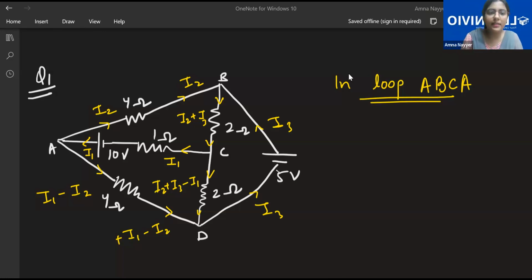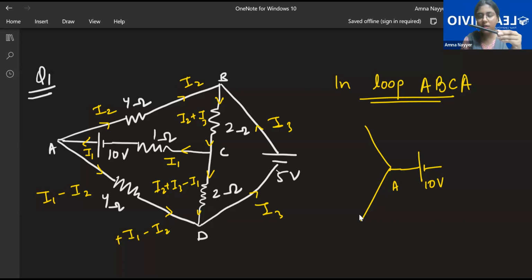I1 minus I2 in the sense, I have assumed that I1 amount of current is coming in this branch. If I just modify it a little for you, look, this is the cell, 10 volt. From this, two branches are made. This is the point A. One branch is moving here, one branch is moving here. This is how I'm showing it, inclined towards the right. I have moved it towards the left, same branch. Now you'll be able to understand.